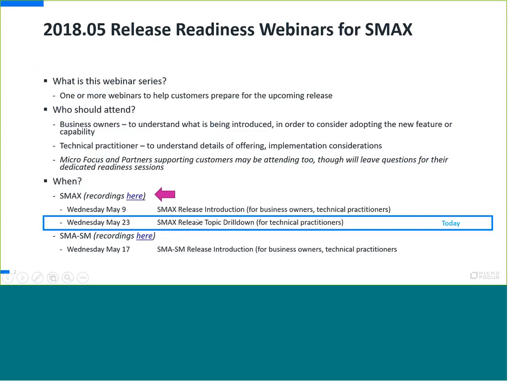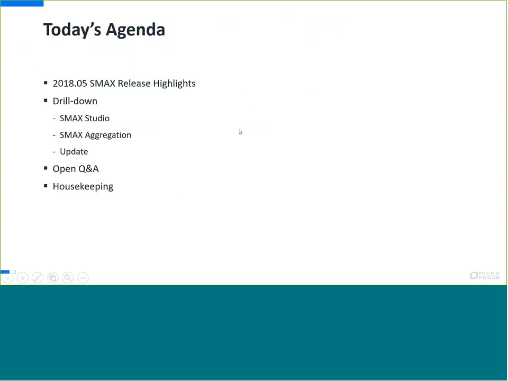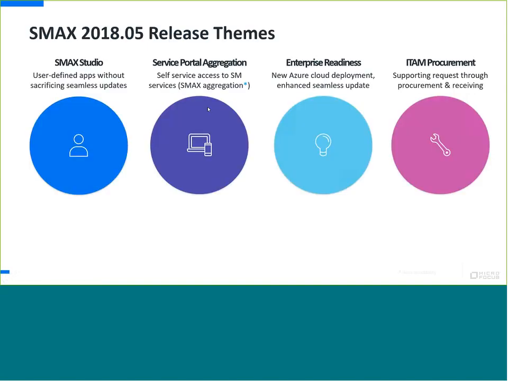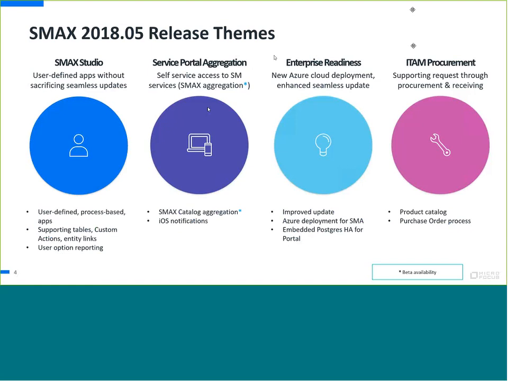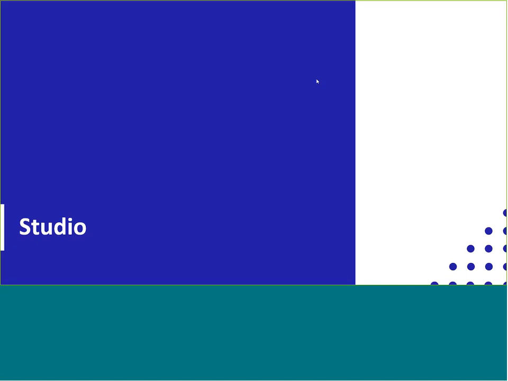So we're going to drill down into a few topics today: Studio, aggregation, and the update process. And of course, we'll have the Q&A available as well. Hopefully all of you have attended the earlier session where we went over the release themes. So we have Studio, which we're going to go into great detail on, aggregation, enterprise readiness updates, and the IfThen procurement, where we had a demo in the previous session. So let's go ahead and go into Studio.